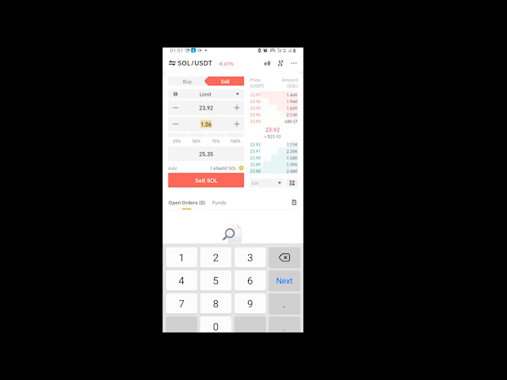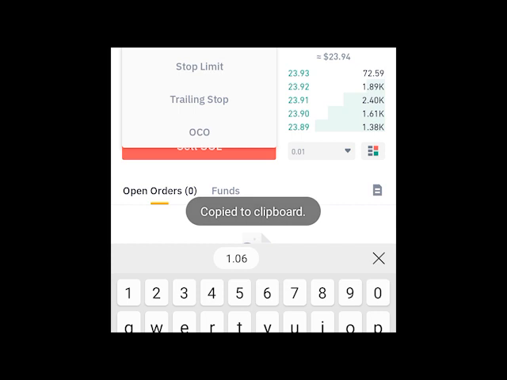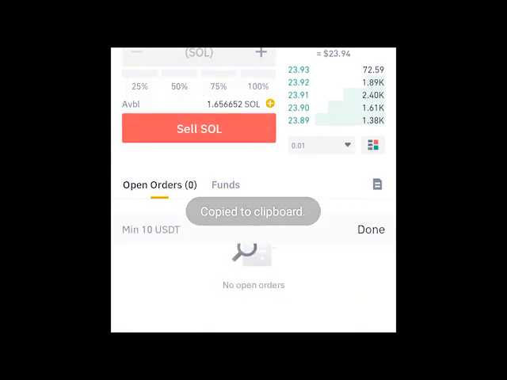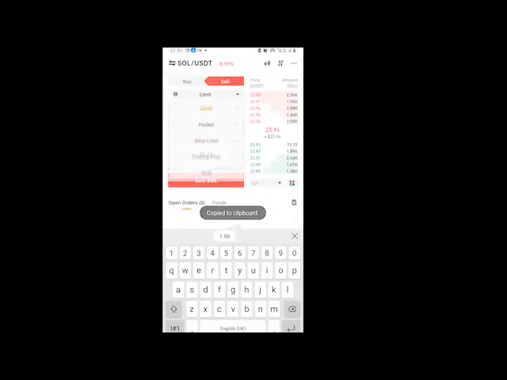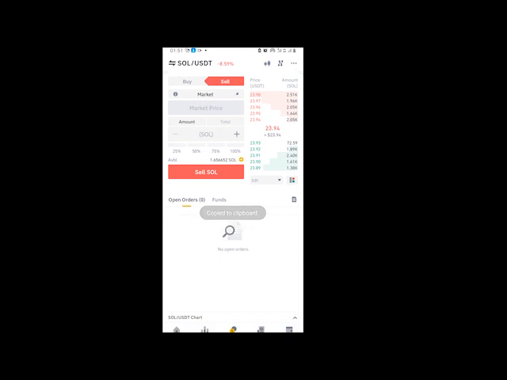So if I'm okay with this now, I'll just copy this quantity because I want to do market execution. Take it to market, then I'll paste it here. I've done the estimate already, and I can now click sell. Once you click sell, automatically your order will be filled. So that's market execution.